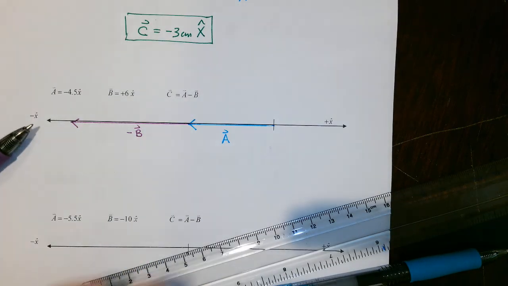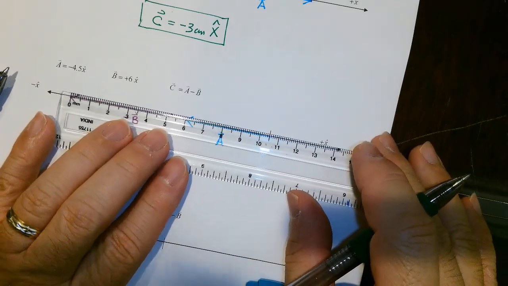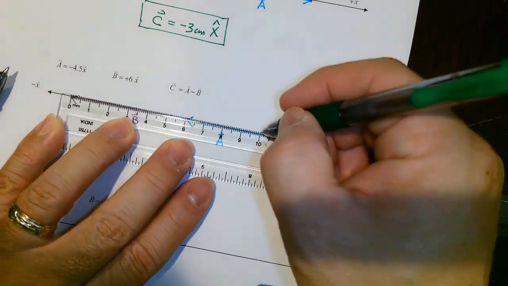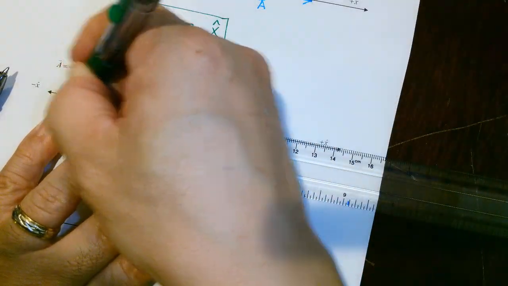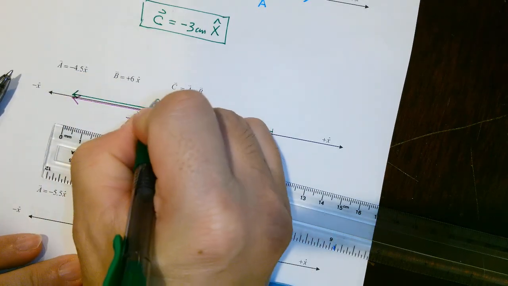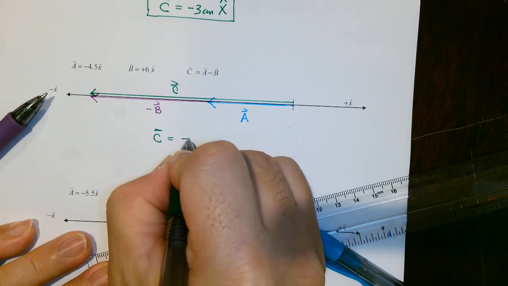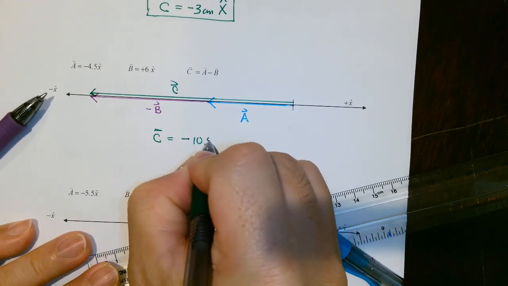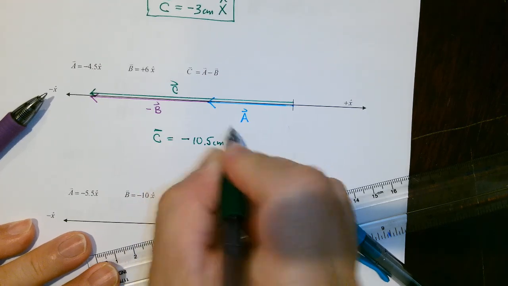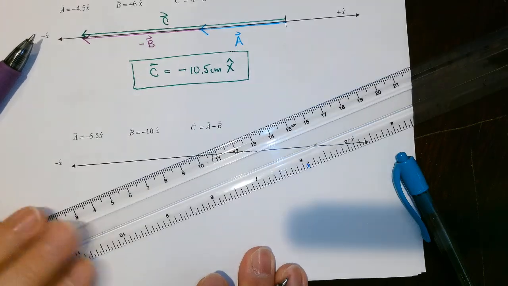So my resultant vector is 10.5 centimeters in the negative x direction. So here is my c vector. My c vector happens to be negative 10.5 centimeters x hat. All right.